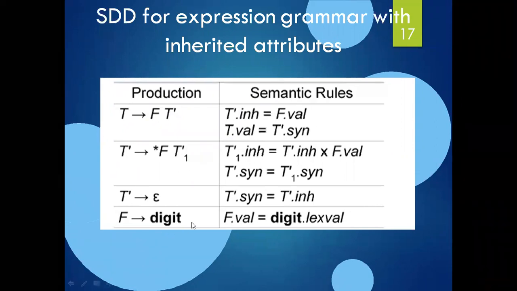Again, this digit is from the value obtained from the lexical analyzer. And when we are writing the semantic actions for the corresponding production rules, see the difference here. The action that we're performing here is with the combination of both the inherited and the synthesized.